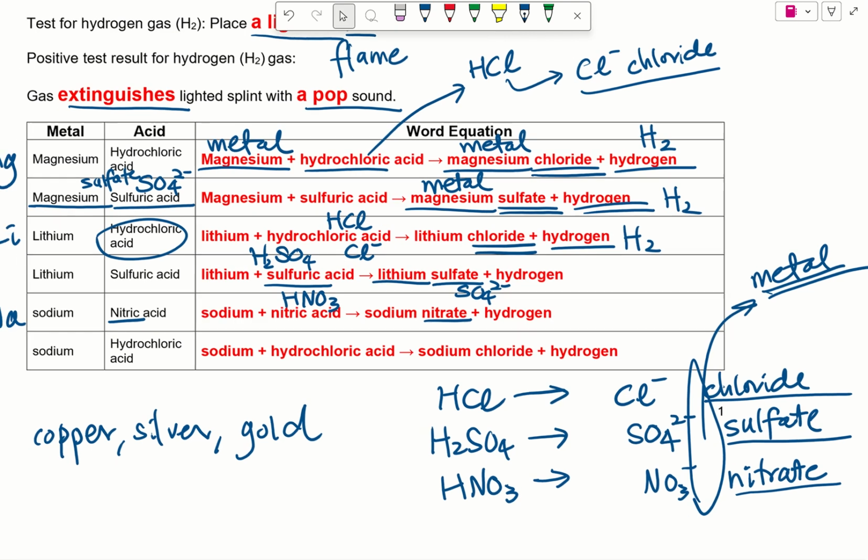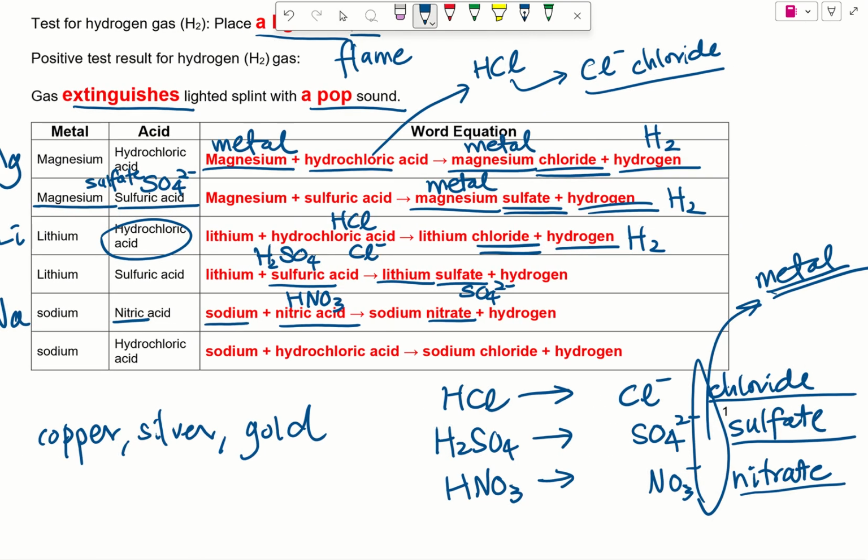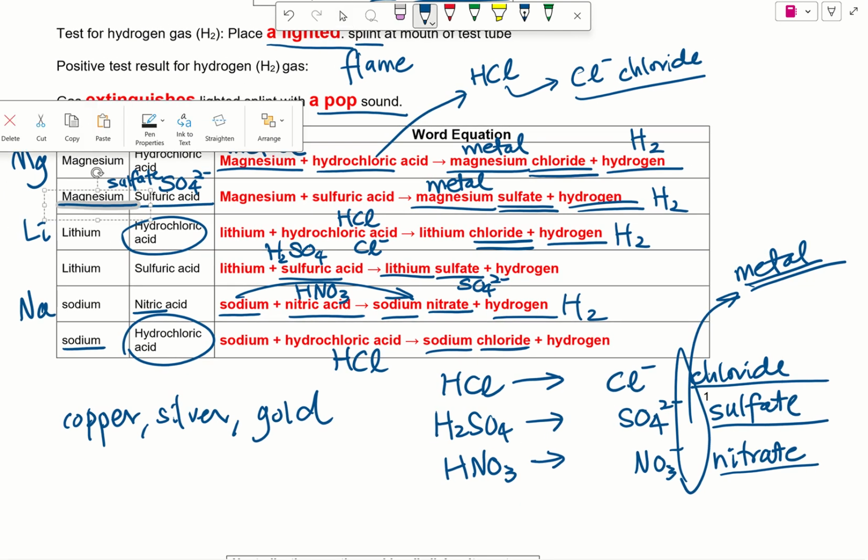Back to this, sodium plus nitric acid will form sodium nitrate, right? Because we use nitric acid, there will be a nitrate salt, and we take the name of the metal, sodium nitrate. And as always, it will always be hydrogen gas if it's metal plus acid. Next, we use sodium with hydrochloric acid, HCl. It will be a chloride salt, so we take the metal plus the chloride to form the salt and hydrogen gas.